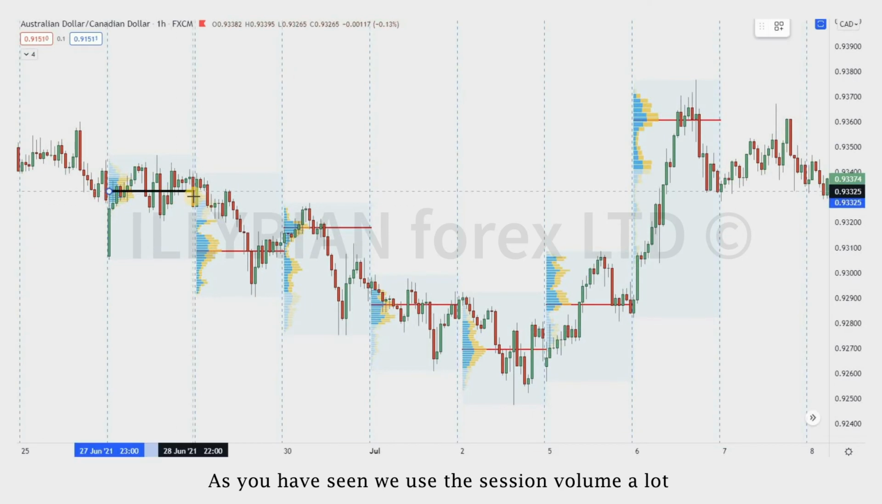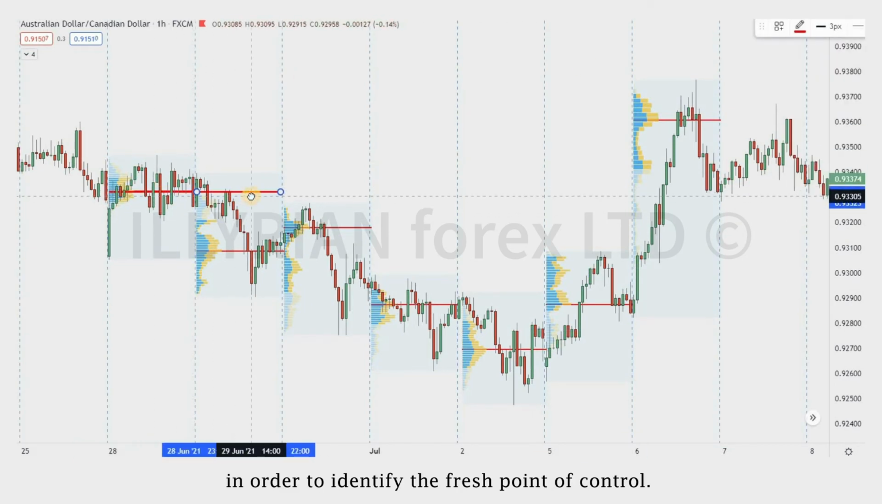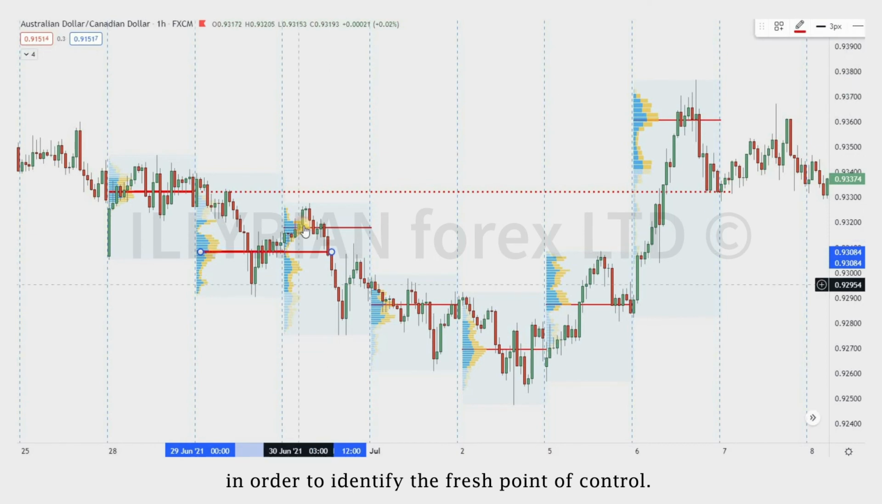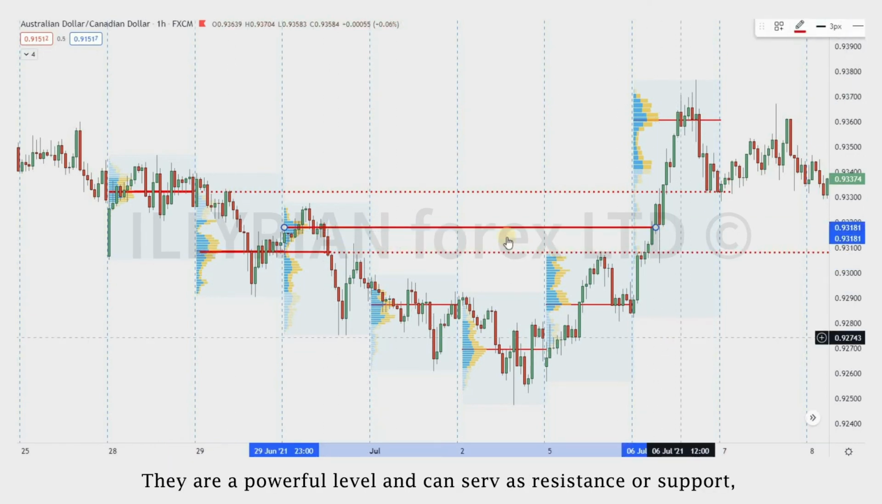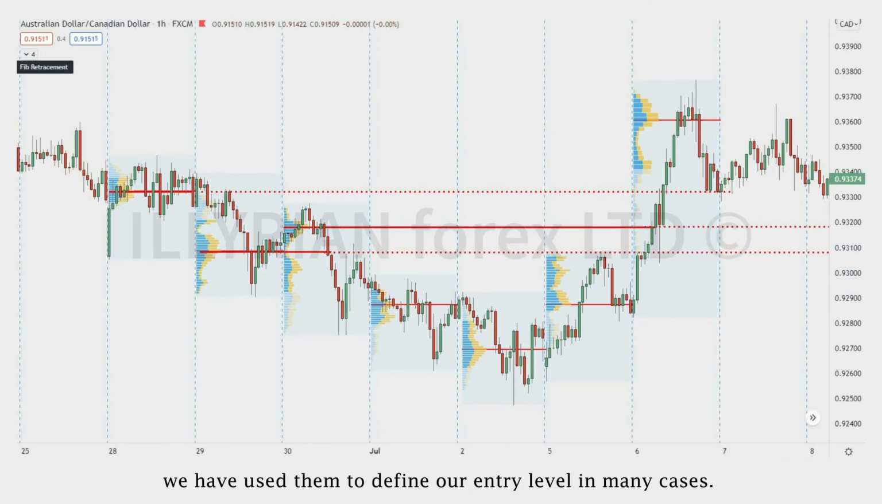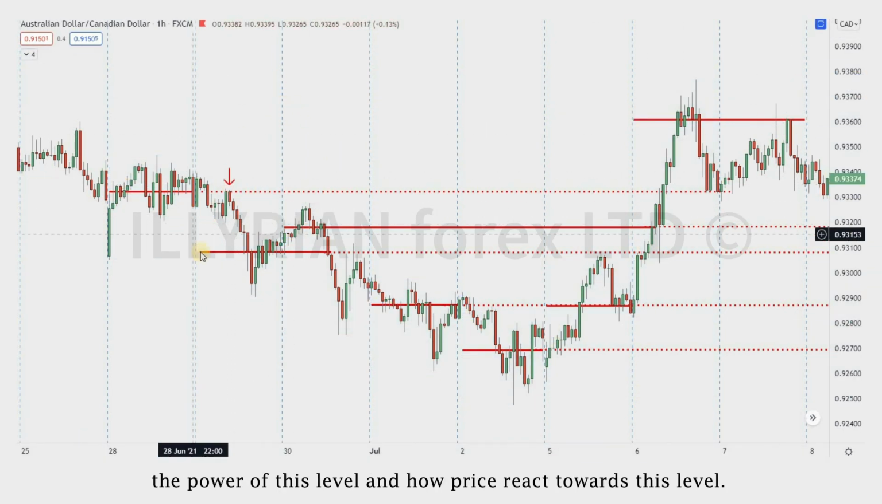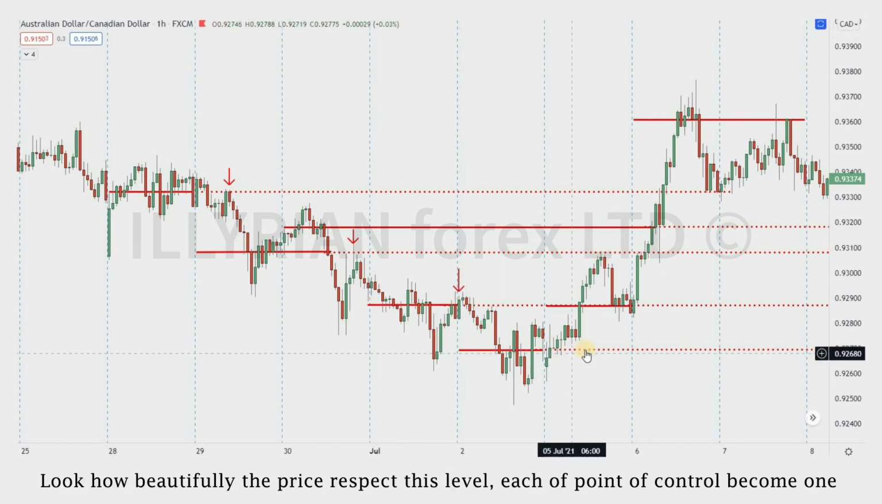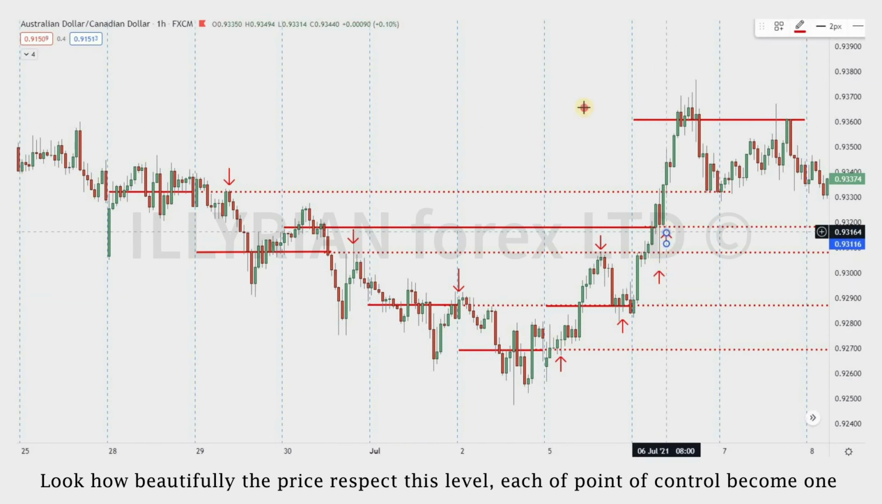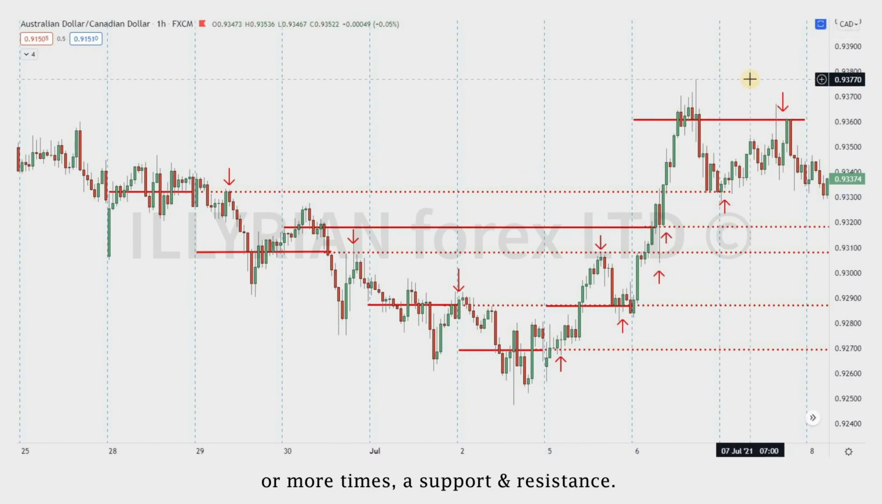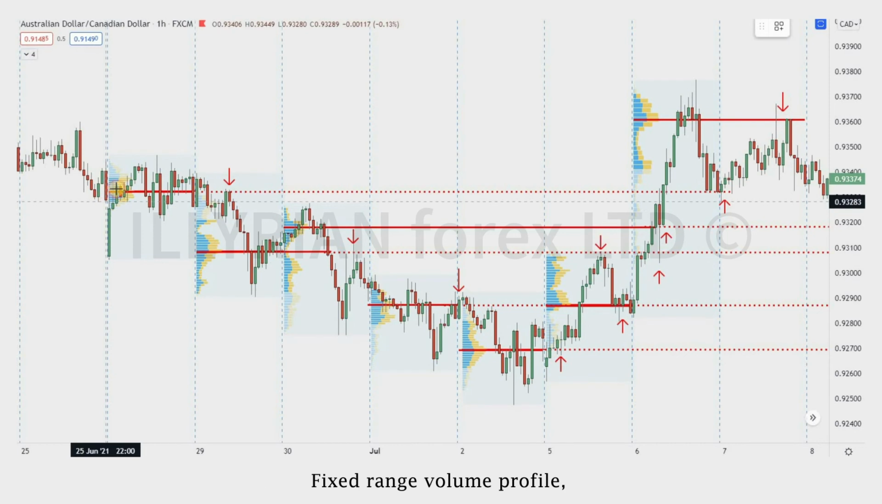As you have seen, we use the session volume a lot in order to identify the fresh point of control. They are a powerful level and can serve as resistance or support. We have used them to define our entry level in many cases. We are going to highlight only the point of control in order to better visualize the power of this level and how price reacts towards this level. Look how beautifully the price respects this level. Each point of control became one or more times a support and resistance.